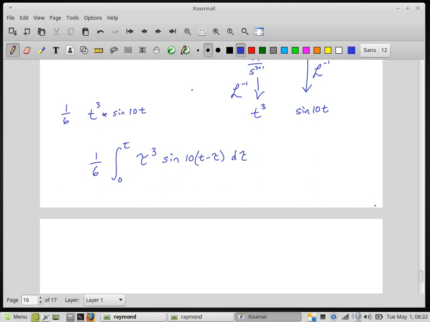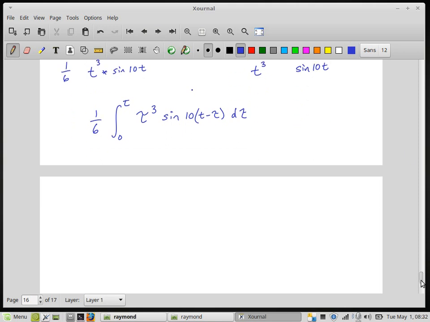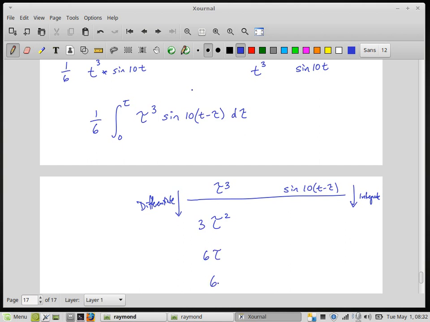So here's the table. Tau cubed is the starting point. Sine 10 t minus tau is the other starting point. And we're going to differentiate, and we're going to integrate, and we're going to keep doing it until the term disappears: 6 tau, 6, and 0. And this is just a reminder we need the same number of entries on the other side.